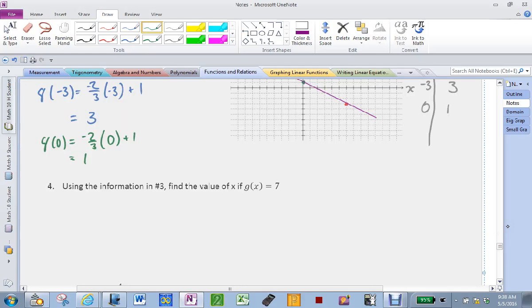All right. Now, look at number 4 and tell me what's different. Look carefully. Talk to your neighbor and see if you can figure it out. I'm going to rewrite the g of x because it's off my screen. Negative 2/3 x plus 1. Look at number 4 and tell me what you need to do.